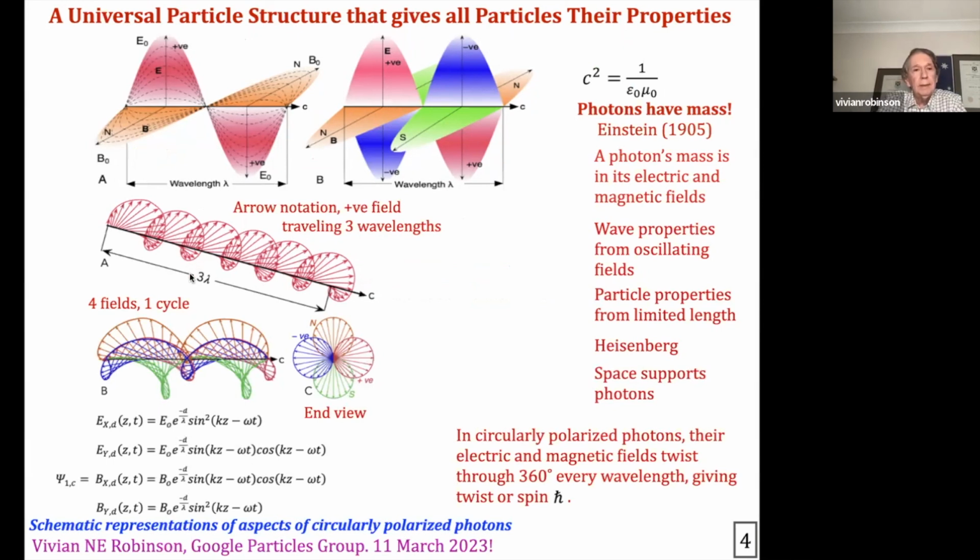I've tried here to indicate, using the arrow notation for strength, the situation of the positive field rotating through 3 wavelengths, basically 6 times. An indication here of all 4 fields sort of side on is not very clear. It becomes a little bit clearer here. And what happens is that if this whole structure twists through 180 degrees, or through 360 degrees per wavelength, then when it twists through 180 degrees, this is now on this side.